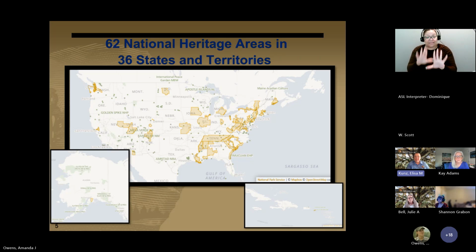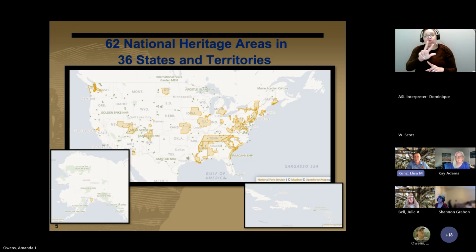In 2023, the National Heritage Areas Systems Act created the last of these 62 areas. The first ones were designated in 1984 under Ronald Reagan, and since then they have grown to this many. We have them in St. Croix, Alaska, and 36 different states, or 35 different states, excuse me.